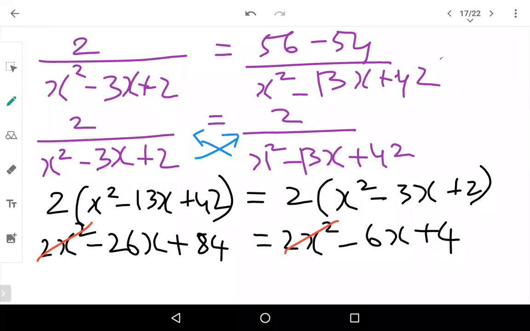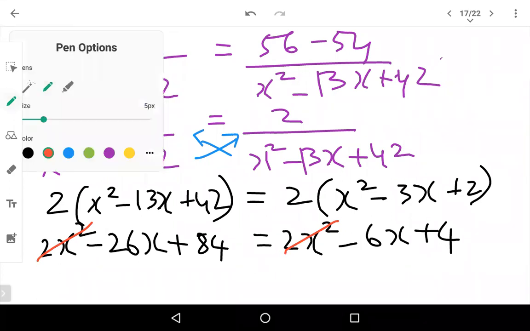Okay, Spurti also got the answer. Aishwarya, Ishwini, good, very good. Okay, now let us go for the next step.